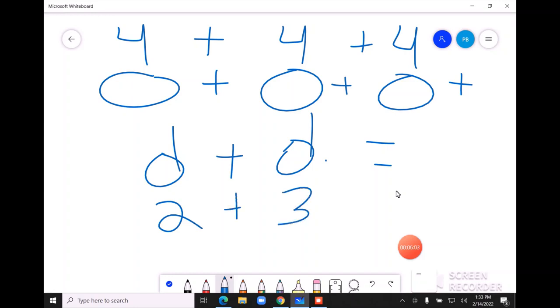So let's take a look at the top. 4 plus 4 is 8, plus 4 is 12. Bringing the 12 down here, plus 2 is 14, and 14 plus 3 is 17. Let me double count that just to make sure I'm right. 4 plus 4 is 8, plus 4 is 12, plus 2 is 14, plus 3 is 17.